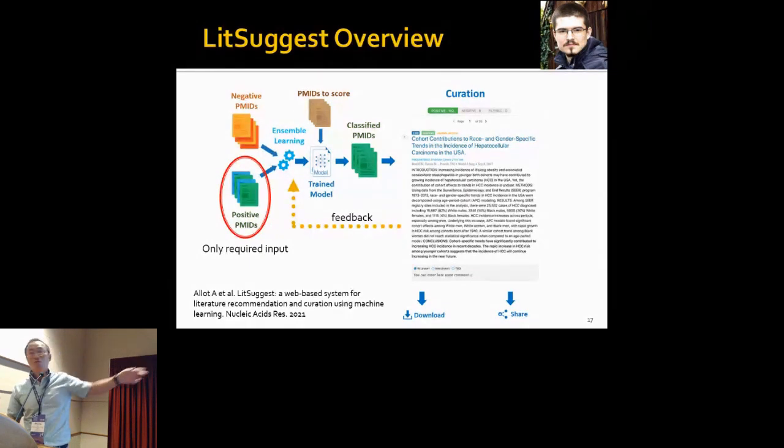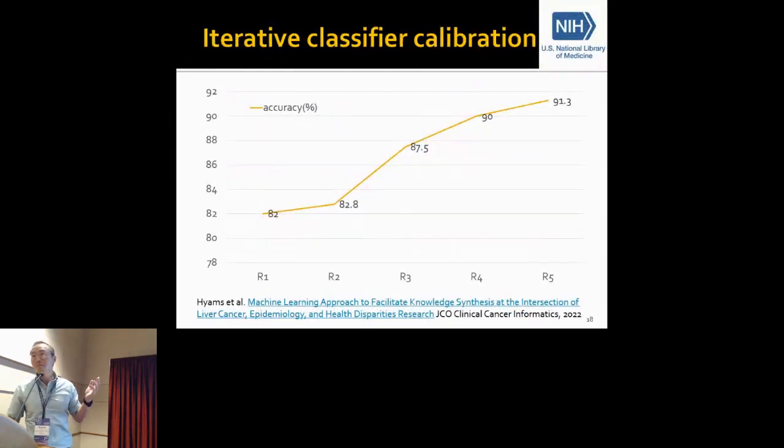Your feedback is actually very important, because at the start you are only given a few dozen papers, and your feedback is very critical, because these could be near misses, and you can feed them back into the machine learning loop so that the classifier can be better calibrated. And that's exactly what we did with many different projects.